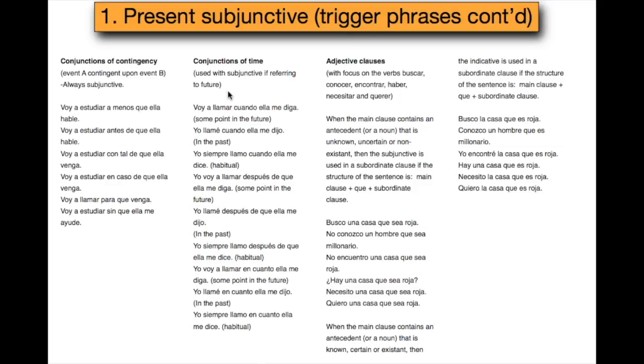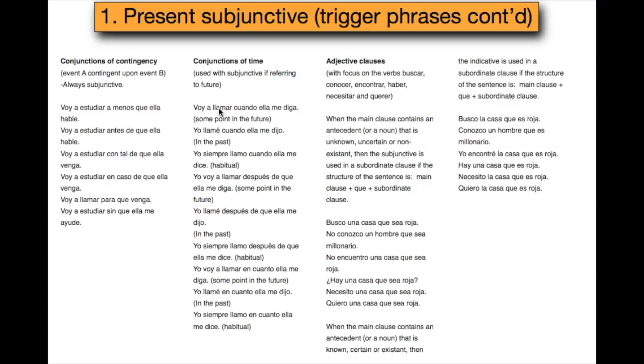Conjunctions of time. So we have certain conjunctions of time, such as when, the word cuando. We have after, which is a conjunction of time, and we also have as soon as. Okay, so a couple of conjunctions of time. Conjunctions basically connect two phrases or clauses.